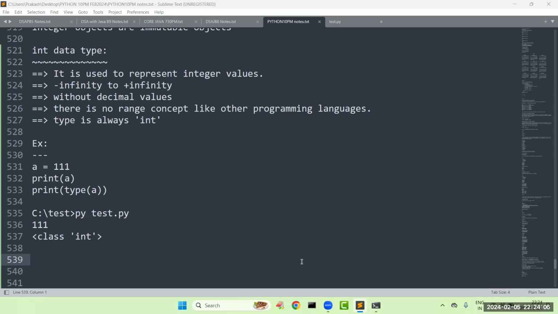Python is a compiler language or something like that? Python is not a compiler-based programming language. It is interpreter based. In the introduction part, there is one small diagram. Around 10 minutes, we will discuss that. There I will cover it. Don't worry. Okay, so this is what we have about the integer data type.